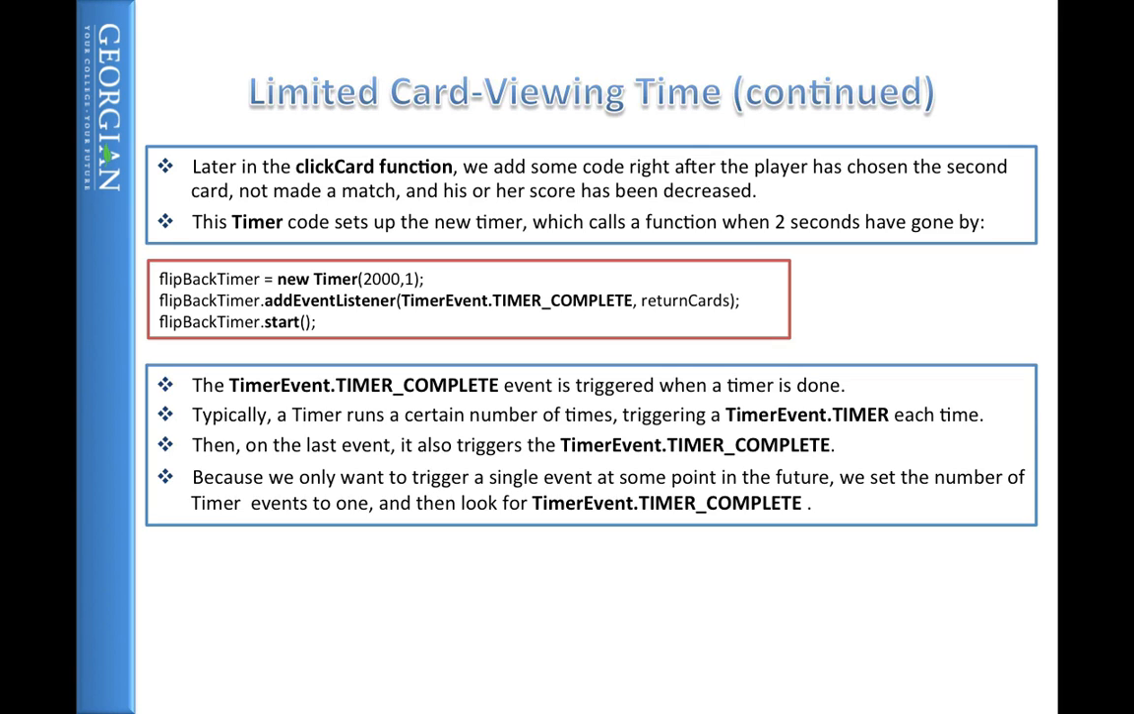Basically what we're going to do is add in this timer event, a timer complete. When the timer complete is initiated, when we have that 2,000 milliseconds, we're going to launch this return cards callback function. This callback function, return card, is going to fire. We're going to start the timer, right? So every 2,000 milliseconds, as an example, it's going to fire this timer event, if you will.